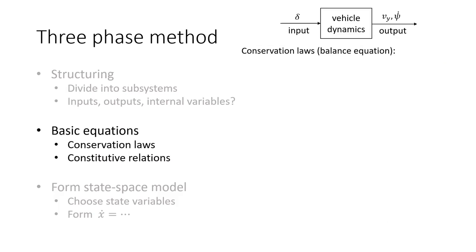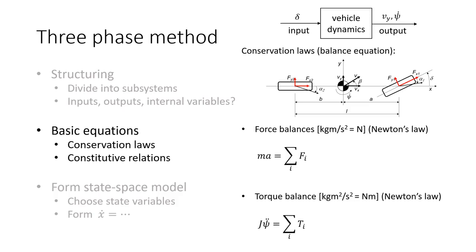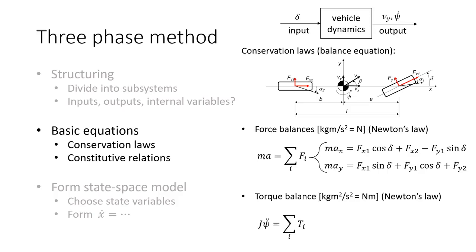As we're dealing with a mechanical system, it is suitable to create a free body diagram of the vehicle body to get our conservation law. As we will have both translational and rotational dynamics, we need to use a force balance and a torque balance. There will be one force balance in the X direction and one in the Y direction. To describe the yaw dynamics of the vehicle, we will use the torque balance.